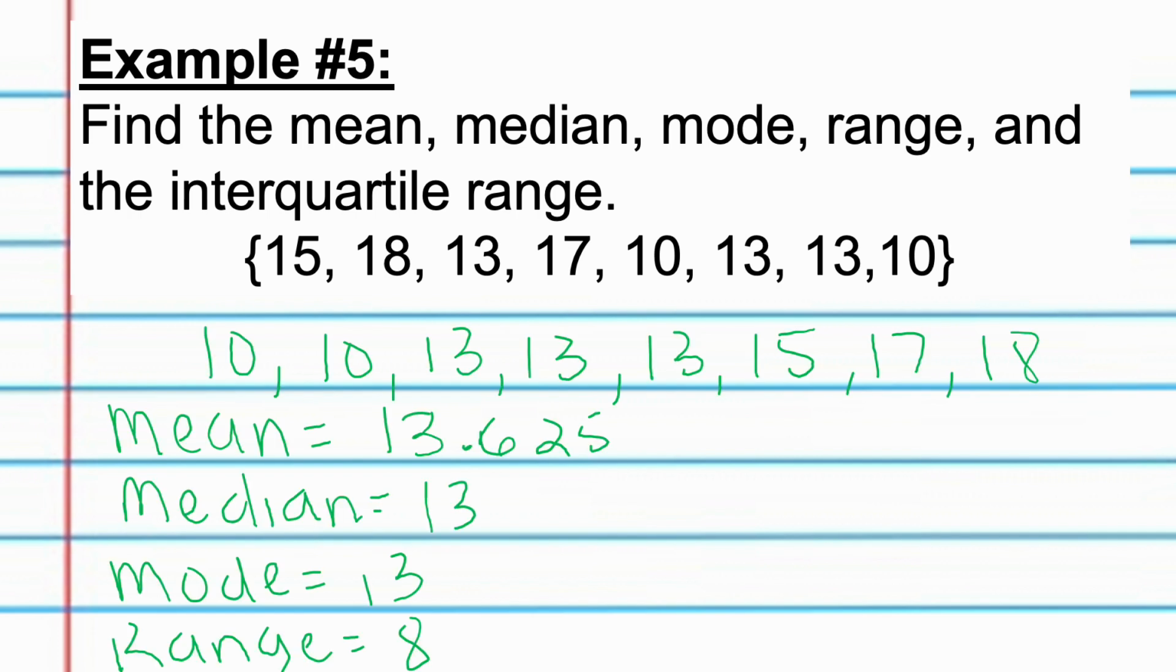Okay, welcome back. Hopefully you paused the video and did the work and found that the mean or the average was 13 and 625 thousandths, that the median and the mode were 13, and that the range is 8. Now that we found that information about this set of data, let's go ahead and see if you can try to find the interquartile range.